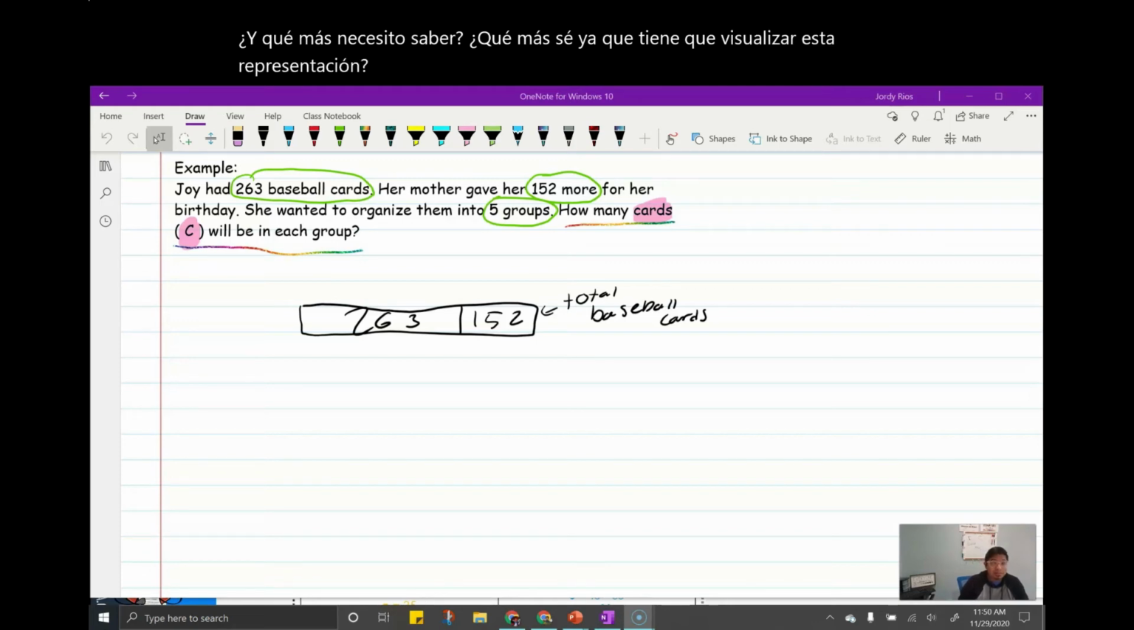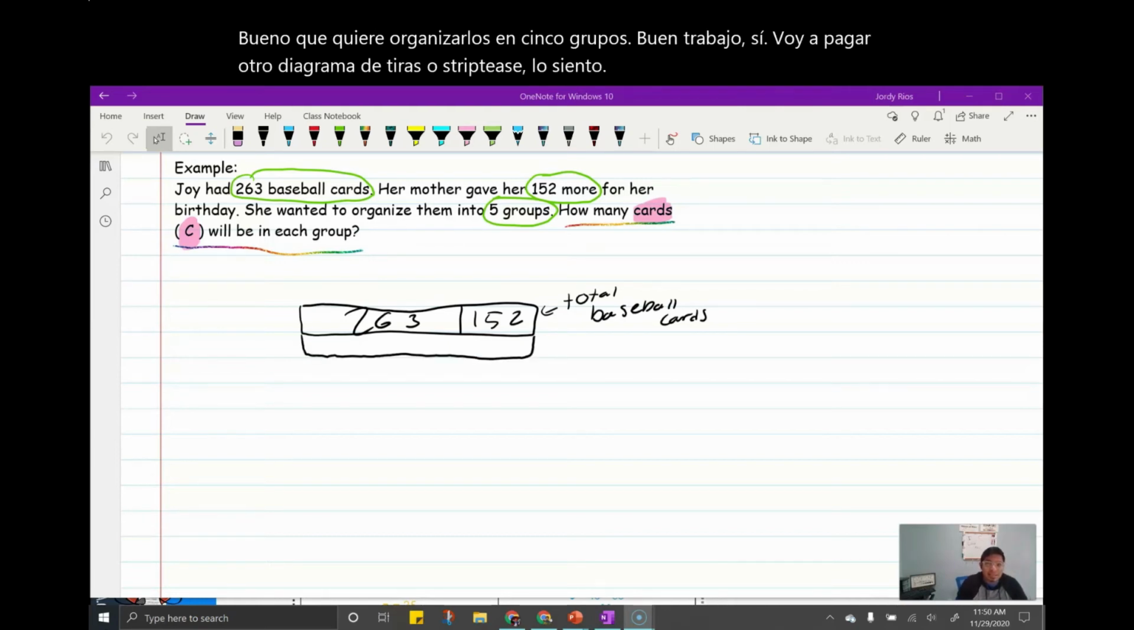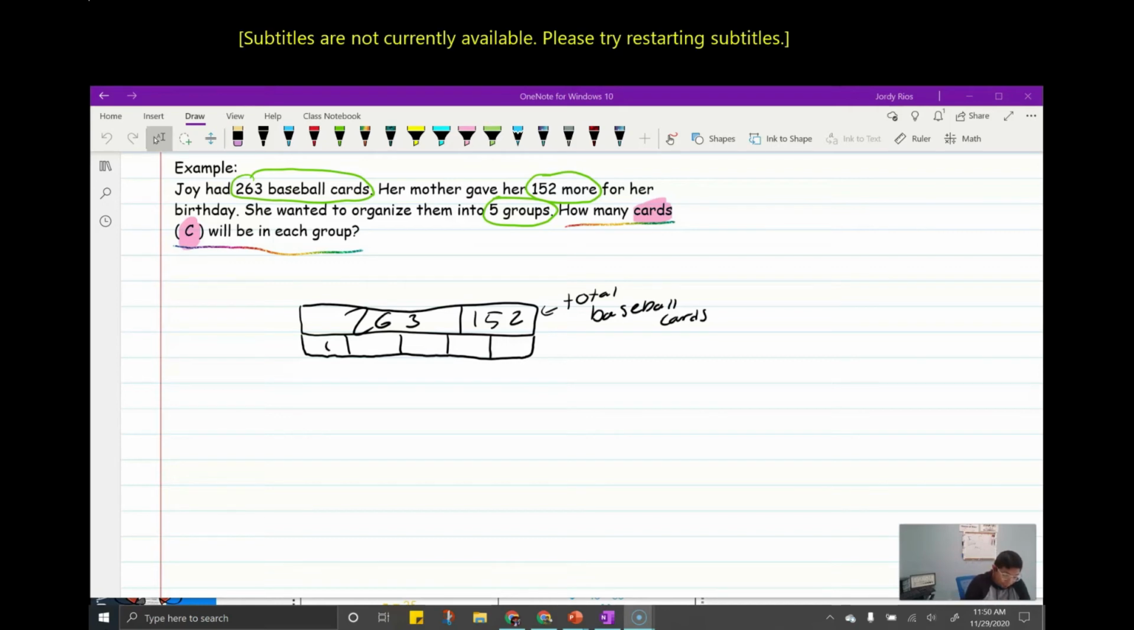Good, that she wants to organize them into 5 groups. Good job. Okay, so I'm gonna create another strip diagram, or strip, sorry. And I'm gonna divide this into how many? Good, 5. Okay, so 1, 2, 3, 4. Okay, and each one represents what? How many baseball cards are in each group? Good, but what variable did they give us? Good, C. So 1, 2, 3, 4, 5, C. Okay, so this is the strip diagram.